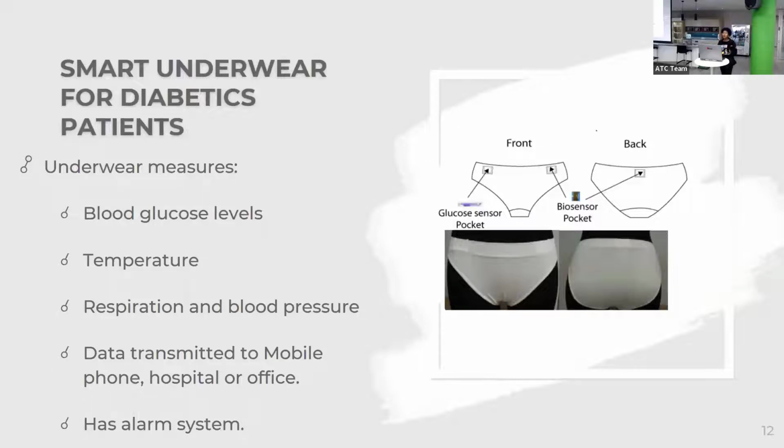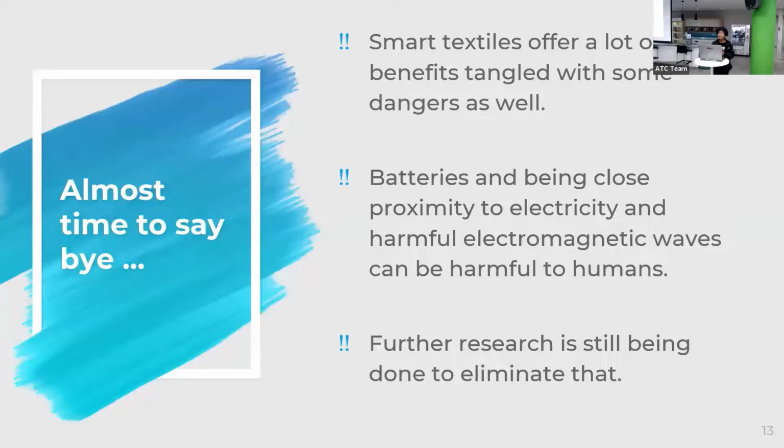So in that way, if someone at night is having a high temperature or high fever, the hospital can monitor that and see that this person really needs attention, and then they can be assisted. So with all that being said, smart textiles are very nice. They offer a lot of convenience and make our lives less complicated.